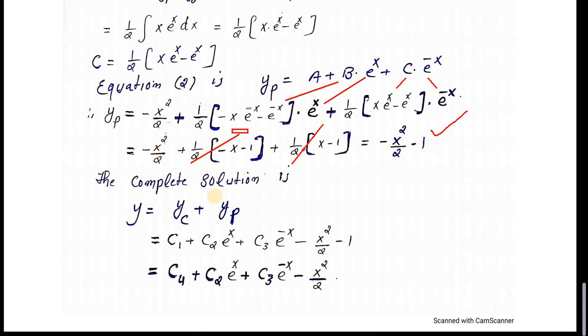So this is yp. Now the complete solution is y is equal to yc plus yp. These three terms are for yc, and these two are for yp. Now this is c1, this is minus 1. This c1 is a constant, and similarly minus 1 is a constant. So we will replace these two constants by c4, and the remaining, this term will be here again, this term will be here again. So this is the complete solution of the third order differential equation. Thank you.